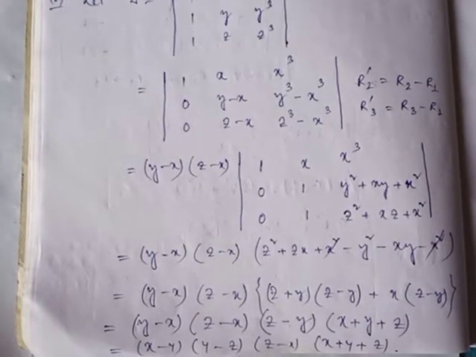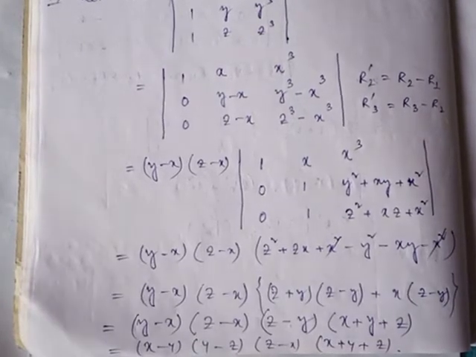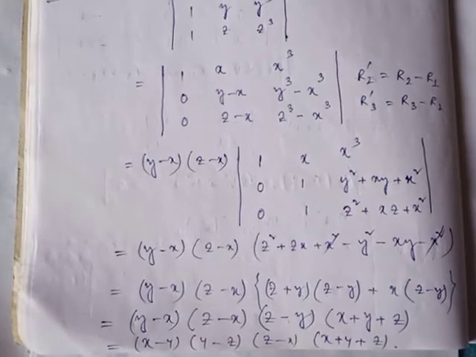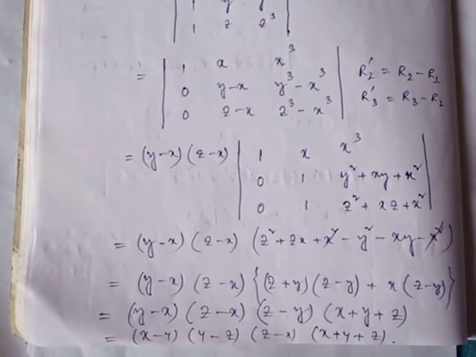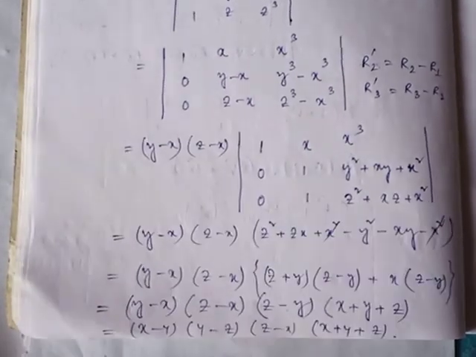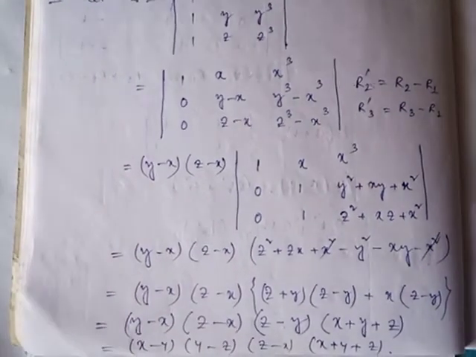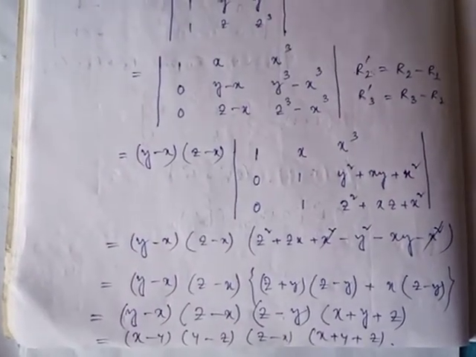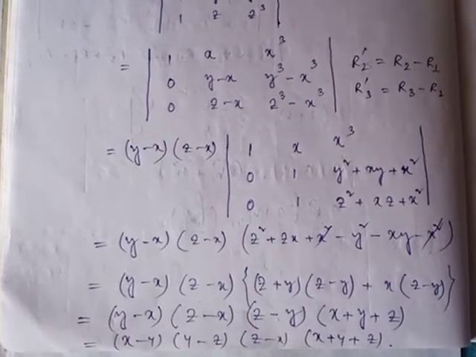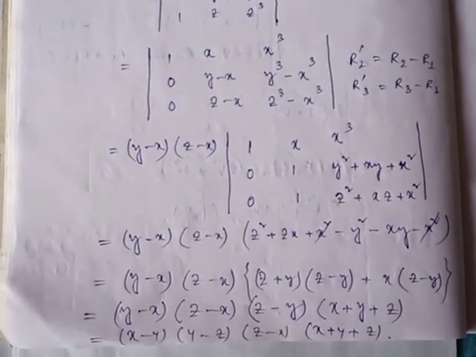1 0 0, x 1 1, x cube, y square plus xy plus x square and z square plus zx plus x square. Now multiplying with the basis of 1, we get, and taking common respectively, we can write x minus y, y minus z, z minus x into x plus y plus z. Note it down all of you.